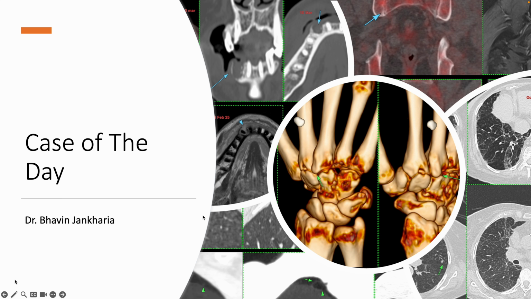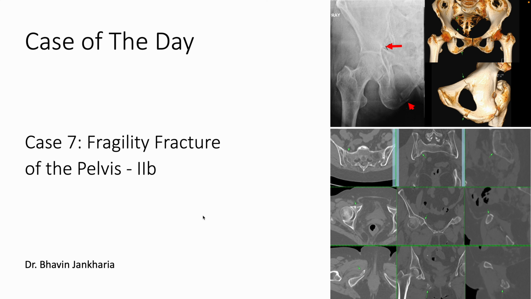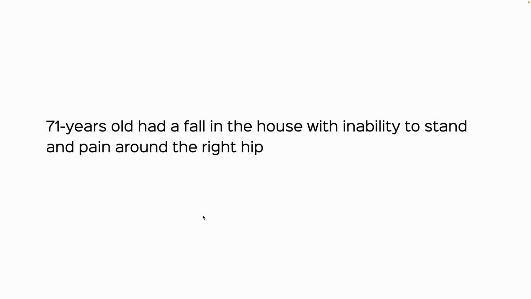Case of the day, and here we are midweek, and this is case 7, fragility fracture of the pelvis 2B. The weird part is that I learned a whole lot of stuff today after I started deciding to put this up. And I'll tell you what happened.